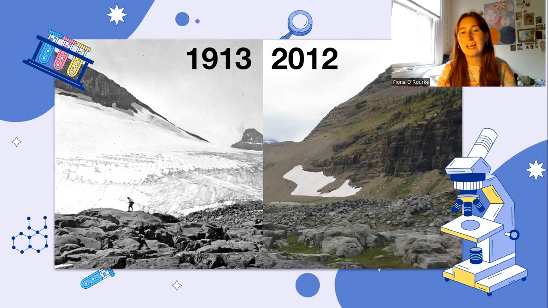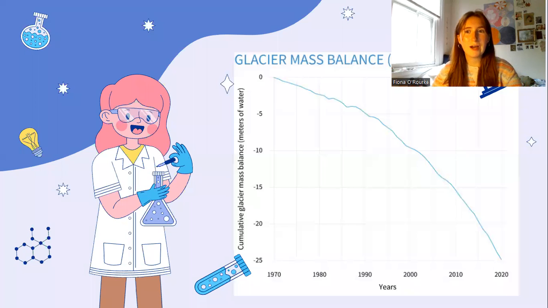I'm hearing some people say that there's less ice and snow in the picture that was taken in 2012. There's also more green in the picture that was taken in 2012. These are all really good observations and noticings about this picture. So we're going to learn a little bit about why that might have happened to the glacier.